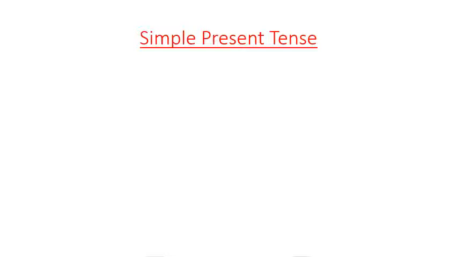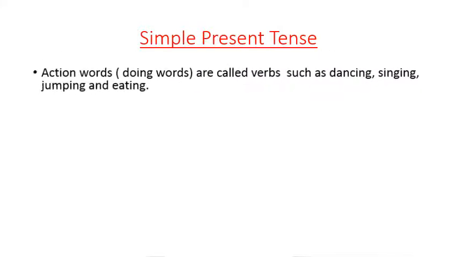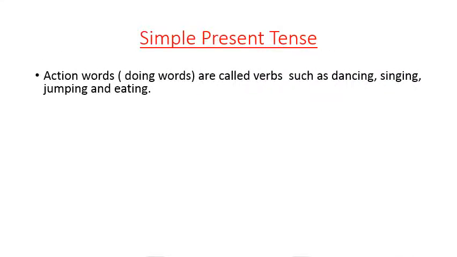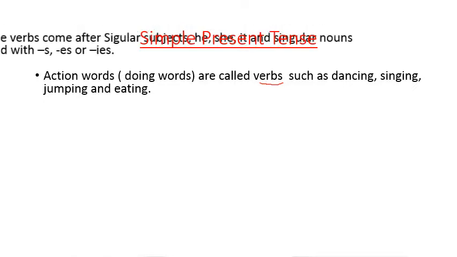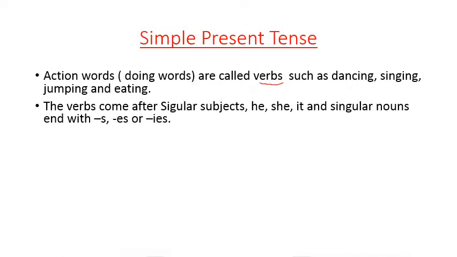Simple present tense. Now, when we talk about simple present tense, we have to talk about verbs, right? Verbs are very important when we talk about simple present tense. What are the verbs we have learned? What is a verb? A verb is a doing word, or we can say an action word, right? Whatever we do, we can explain using verbs. For example, dancing, singing, jumping, eating. Those are the examples, right?